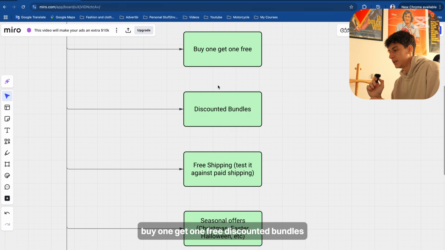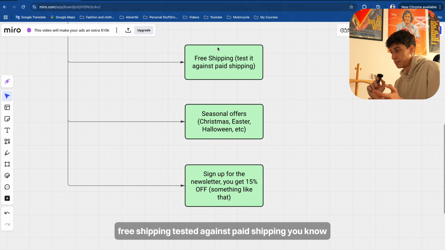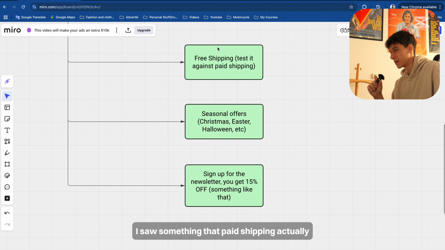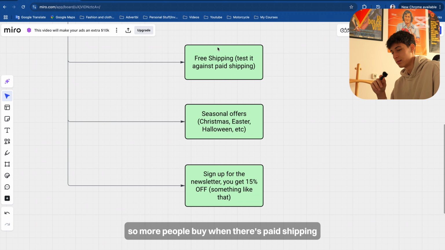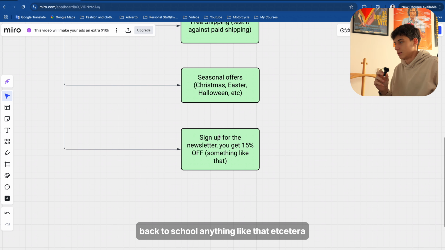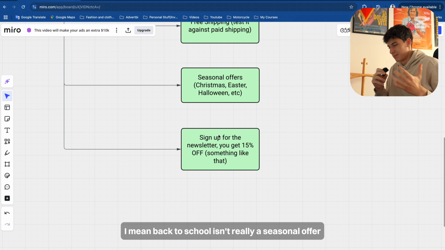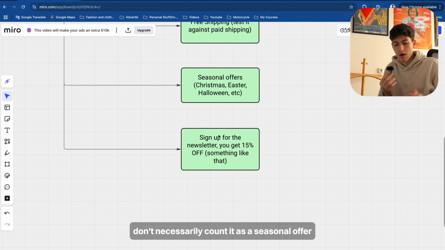Buy one, get one free, discounted bundles, free shipping tested against paid shipping. I saw that paid shipping actually performs better than free shipping, so more people buy when there's paid shipping, which is interesting. Seasonal offers, so that could be Christmas, Easter, Halloween, back to school, anything like that. I mean, back to school isn't really a seasonal offer, but people do it. Don't necessarily count it as a seasonal offer, but it's an offer that you could run.